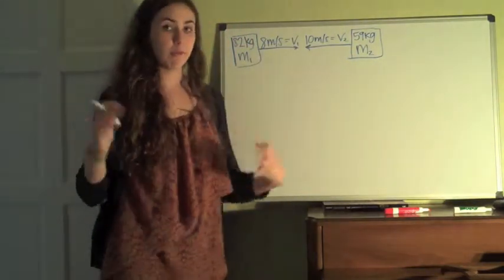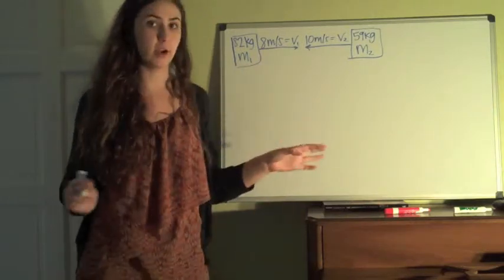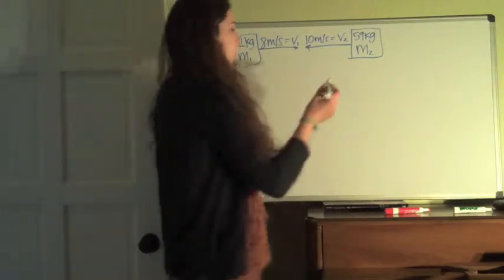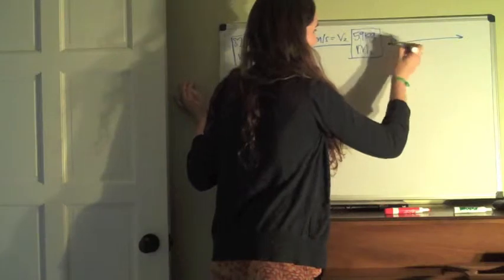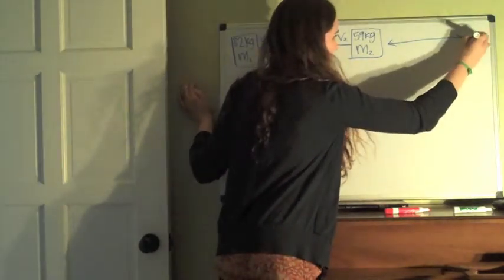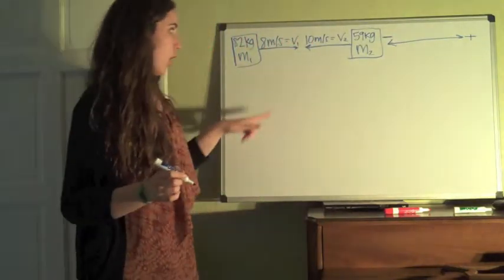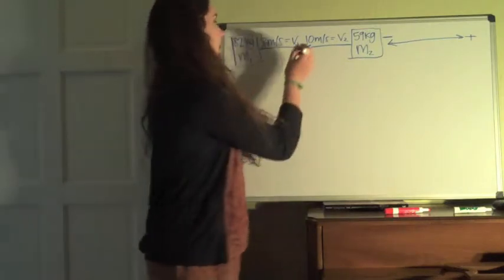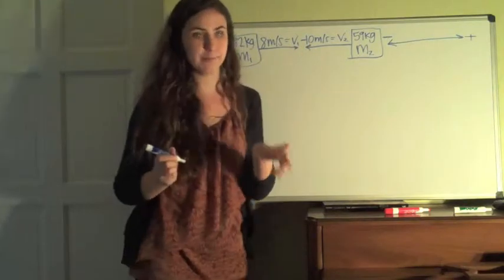Now, since we're working with velocity, which has both a magnitude and direction, it's really important to consider the direction of their travel. So if we're going to use standard x coordinate graph axes, we're going to call this direction to the right positive and this direction to the left negative, which means that our male ice skater is going in the positive direction, but the female has a negative velocity.